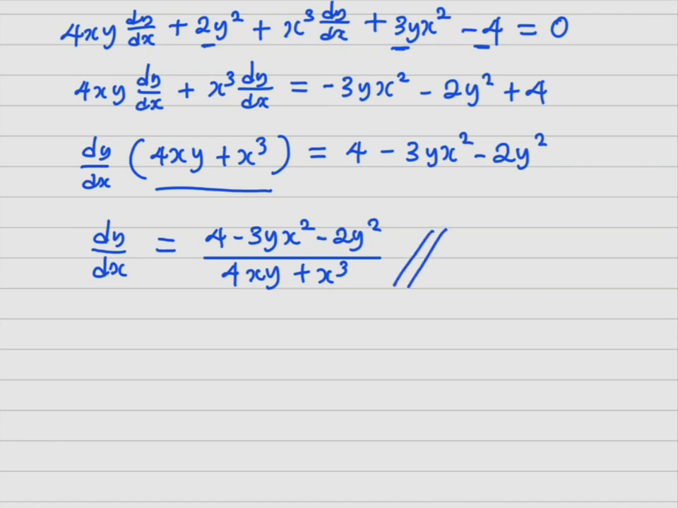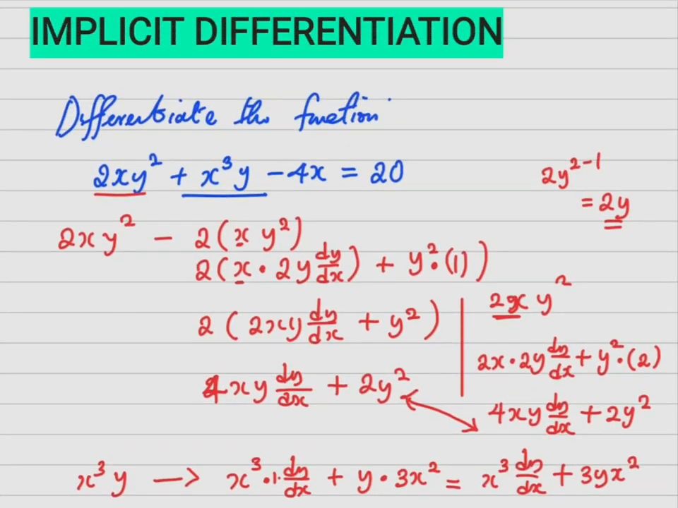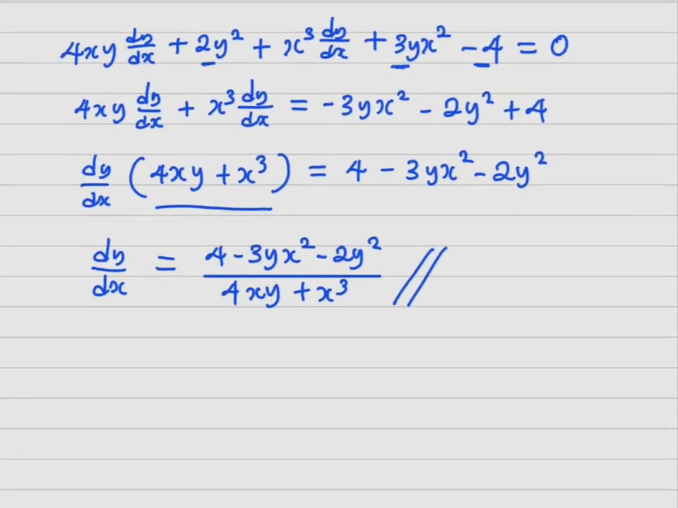This is what we hope to get, and this is what we've achieved. So therefore, the implicit differential of this particular expression is 4 minus 3yx squared minus 2y squared, all over 4xy plus x cubed.